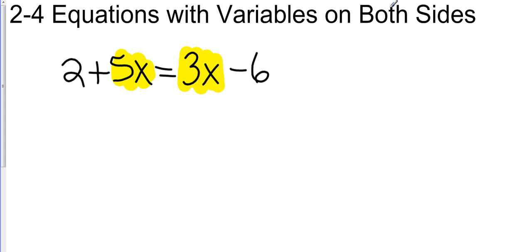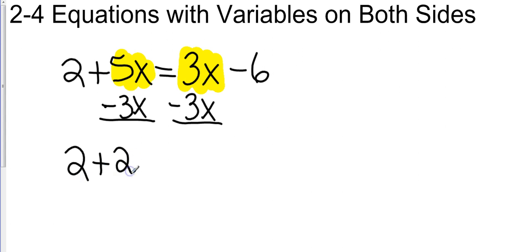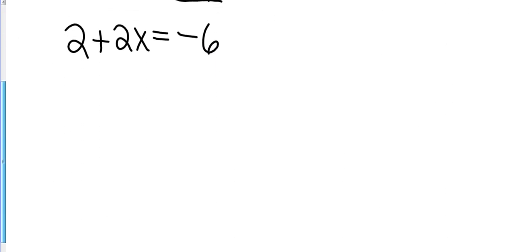So how do I do it? Remember, if I'm moving one thing to one side, I have to do the opposite operation. So I have to look at the 3x, but I can't see it as 3 times x. I need to see it as a positive 3x because I want to move that 3x to the other side. So how do I move a positive 3x to the other side? I'm going to subtract it. And that's going to give me 2 plus 2x equals, you'll notice on the right-hand side, 3x minus 3x. That cancels. So I'm left with 2 plus 2x equals negative 6.